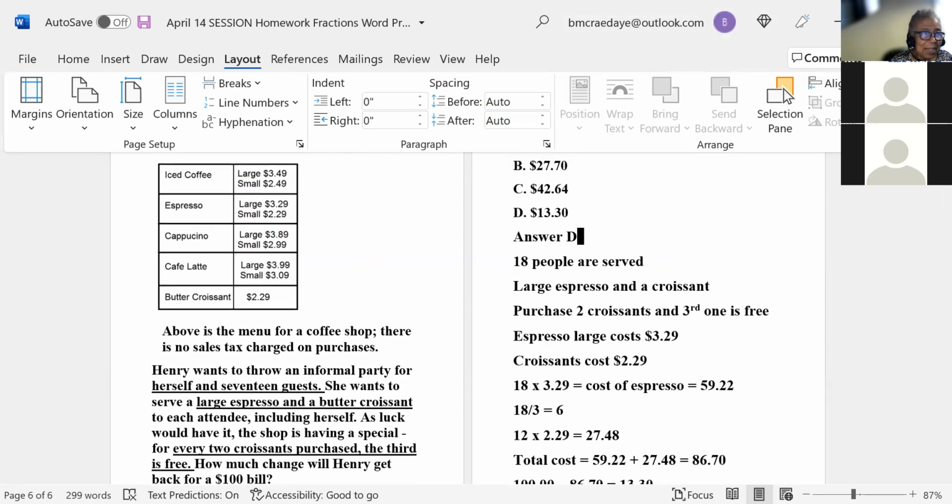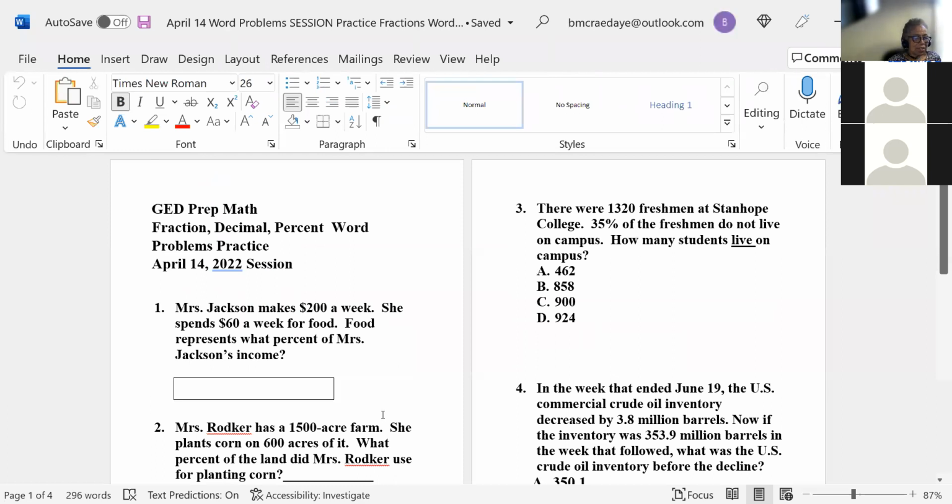Okay, so we want to look at some word problems. I have some that I want you to solve. So let me do a new chair, and we'll do a word problem session. Can you see this screen? Problems practice. Can everyone see the screen? Yes? What's the first problem, Maureen?